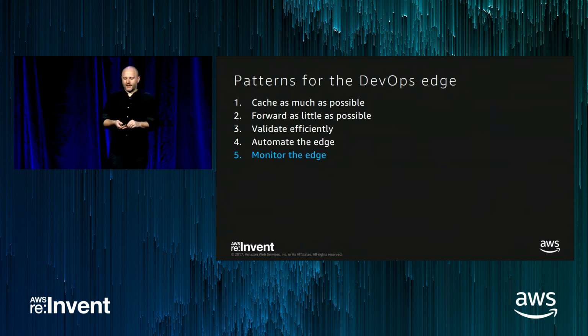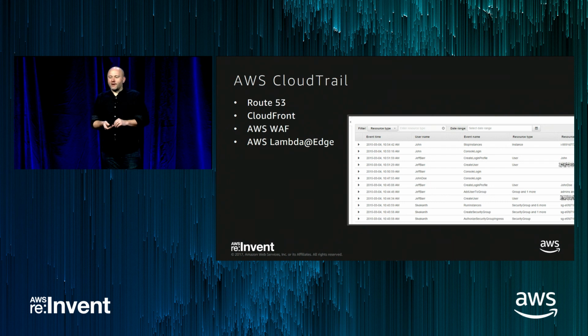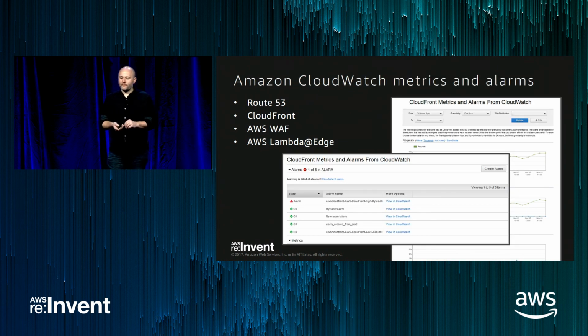So the last section, monitor the edge. Route 53, CloudFront, AWS WAF, and Lambda Edge, they all support CloudTrail. So CloudTrail will log activity against the APIs of those particular AWS services. So it will allow you to track what's happening against your services or your resources within those services. These services are also supported in CloudWatch metrics and alarms, so you can set metrics around CloudFront and DNS, etc., and set alerts as well.